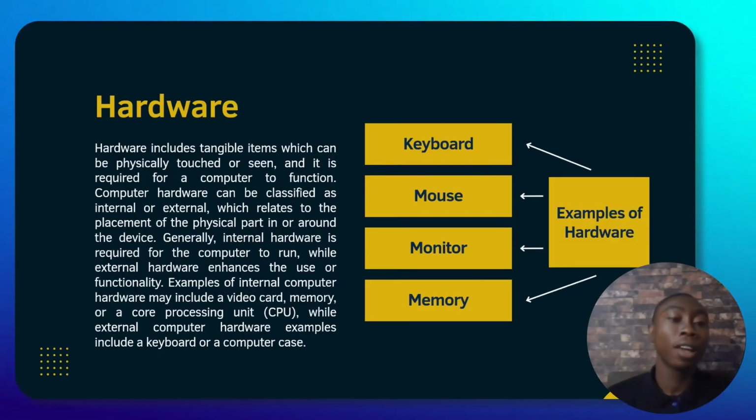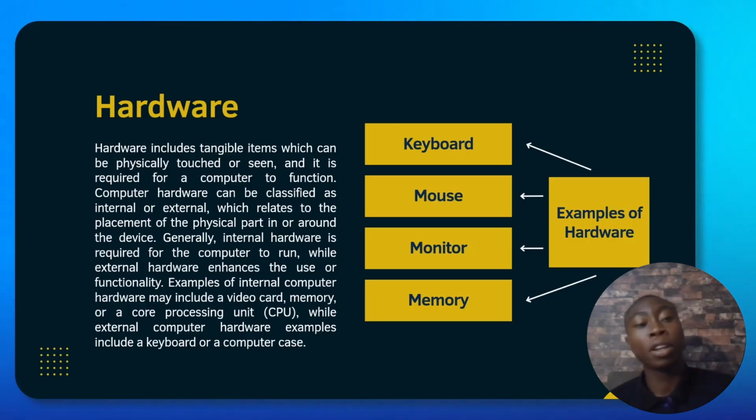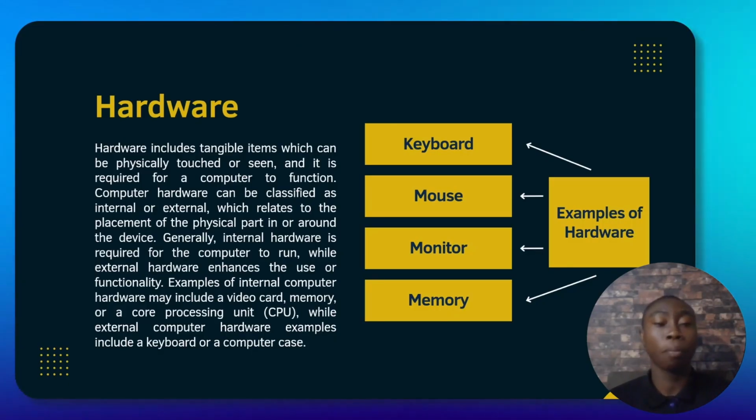So in the last video, I made mention of the two components of a computer, which is the hardware and the software. So yeah, I'm talking about the hardware, and like I said earlier, the hardware are those physical parts of the computer that we can actually touch. So the hardware includes those tangible items which can be physically touched or seen, and is required for the computer to function very well. Computer hardware can be classified as internal or external, which relates to the placement of the physical parts in or around the computer.